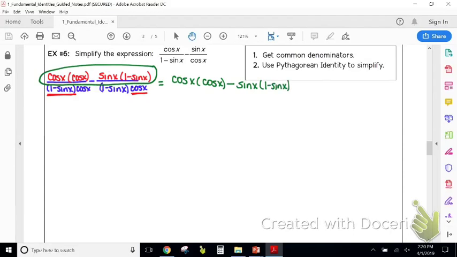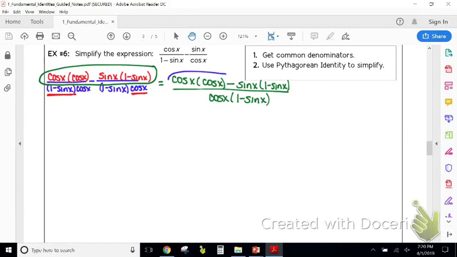Alright, and we're going to put this all over our least common denominator, or our common denominator, which we said was, I'm going to put the cosine of x first just because it's by itself. I always put single terms first. So cosine of x times 1 minus sine of x. Are we gonna distribute? We are.